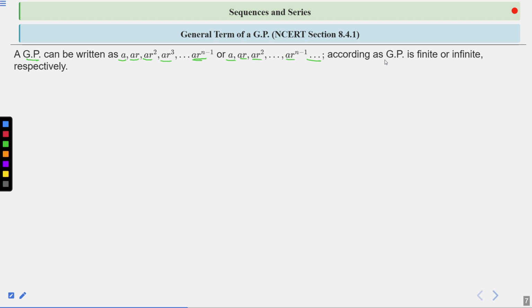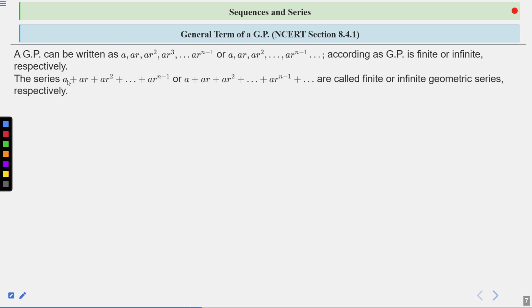So according to GP, we say the first one is finite and the second one is infinite. In the first we are having n terms, which is some finite number of terms. In the second we are having an infinite number of terms, so an infinite GP. I hope these two terminologies are clear.